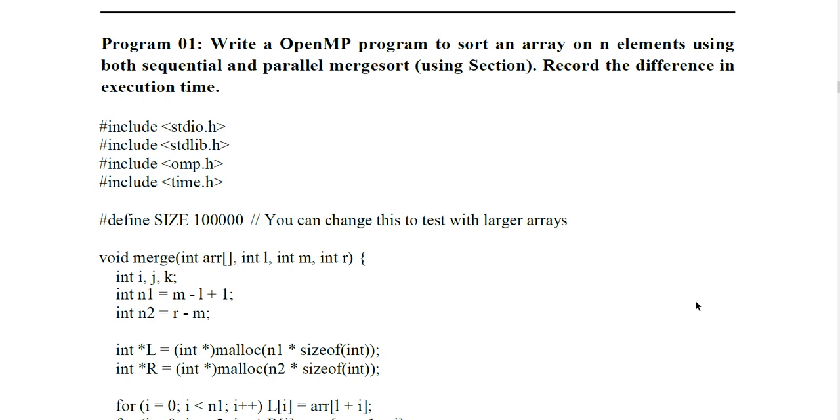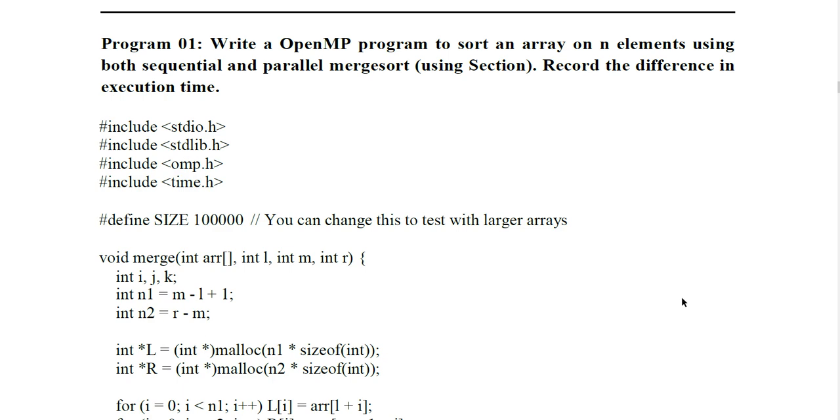The size of the array may change depending on the larger arrays. And stdio.h is a library file which includes both input and output functions like printf, and stdlib.h includes memory management like malloc, free, and random numbers. This omp.h is a library for parallelization. And time.h, here we are including, is used for seeding random numbers.